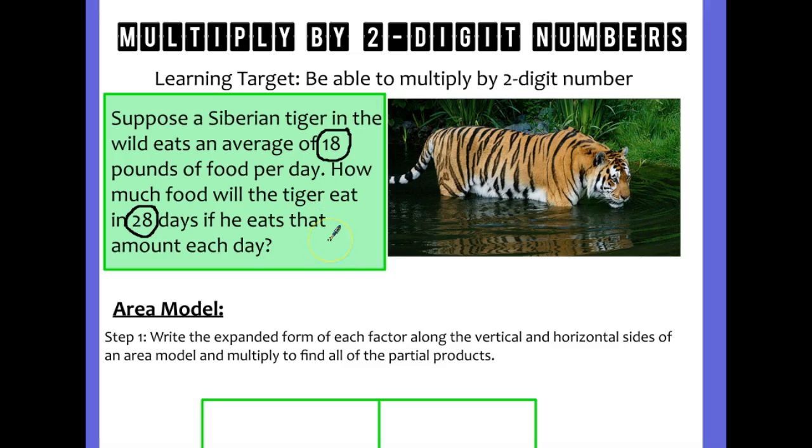So the operation that I'm going to use to solve this problem, to find out how much total food the tiger is going to be eating over 28 days, is I'm going to take 28 and multiply it times 18.